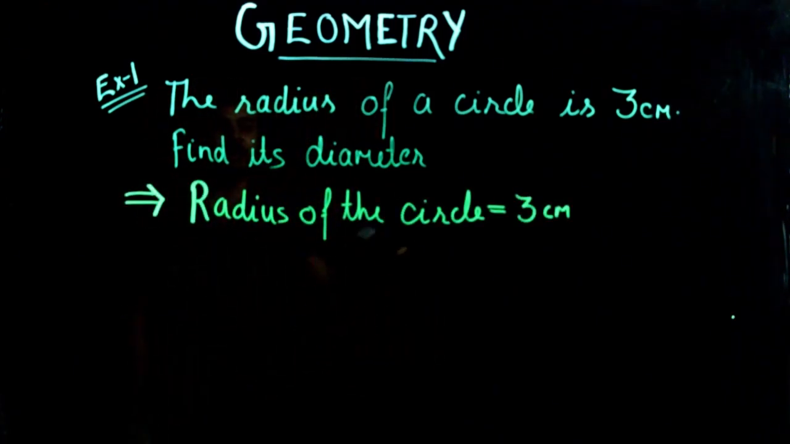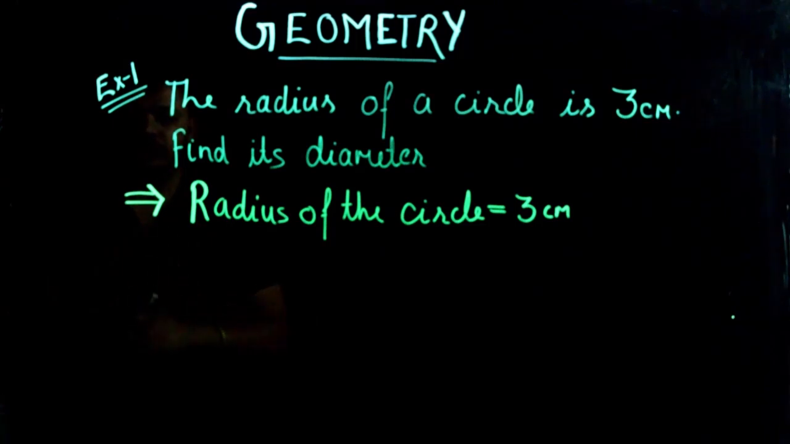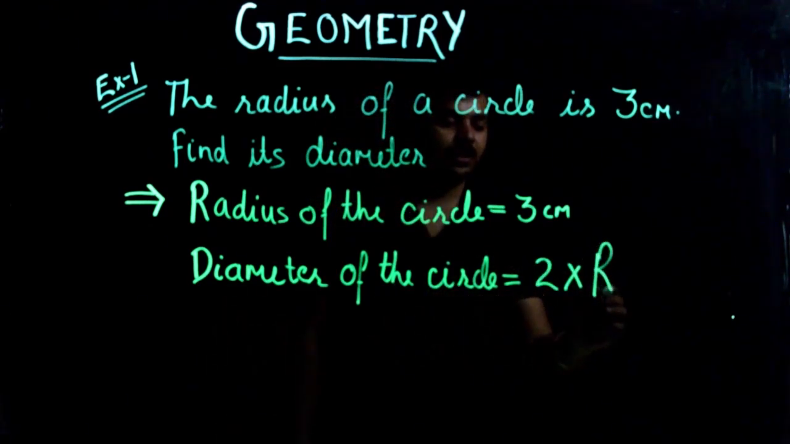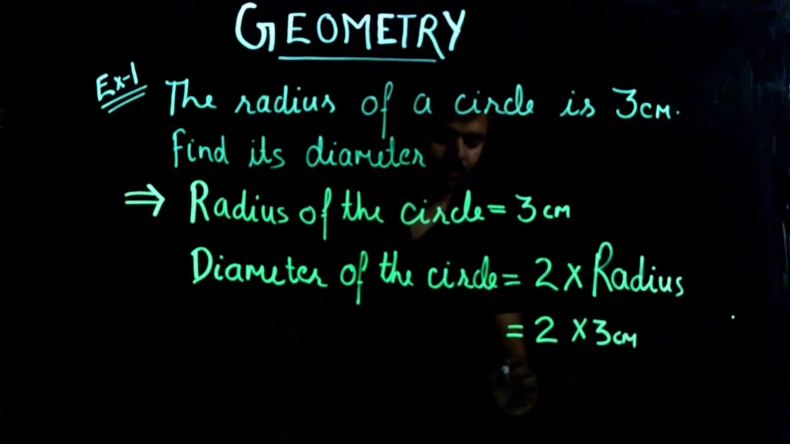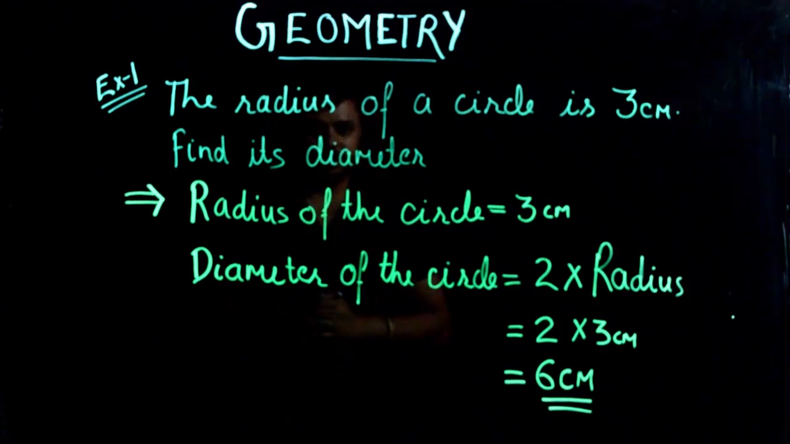So we are given the radius of the circle as 3 centimeter. So we know that the diameter of a circle is twice the radius of the circle, as the radius of a circle is the line from the center of the circle to the circumference, whereas diameter is the chord passing through the center of the circle. So the diameter of a circle is twice the radius of the circle. So we can say twice into radius, which is 3, so 6 centimeter. So the diameter of the circle is 6 centimeter.